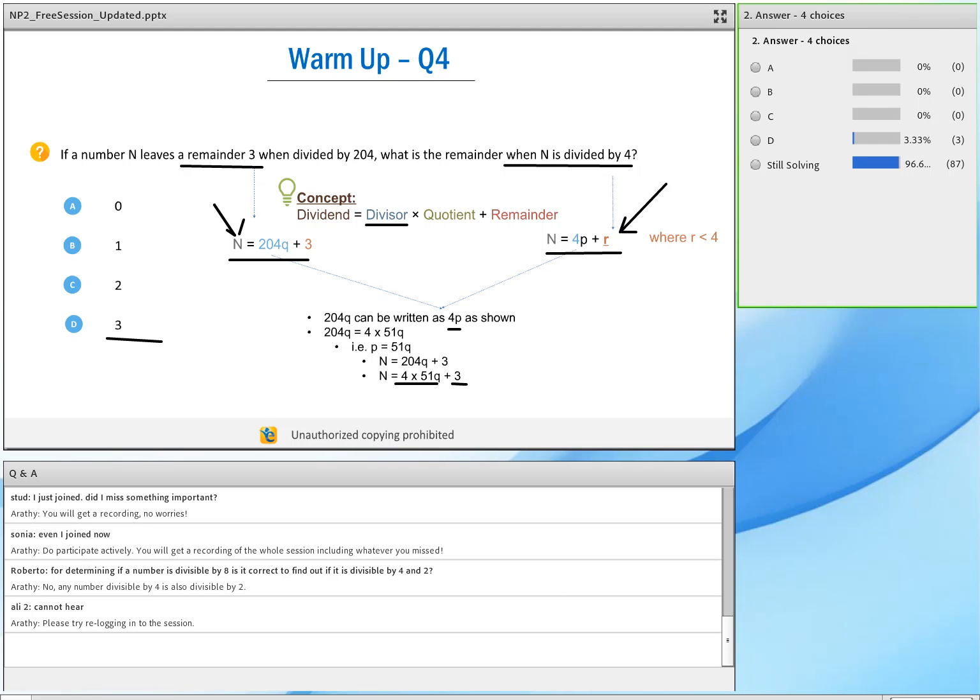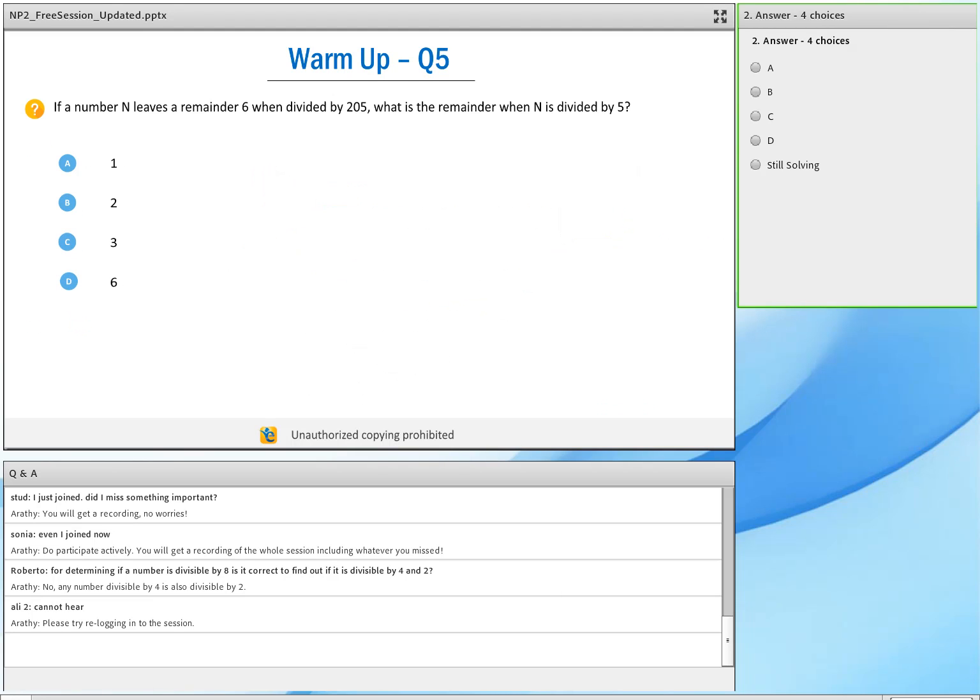All right. We have 87 people, or about 90 people who've chosen still solving. Let's get to our last question before this particular round, before we go on to more challenging questions.